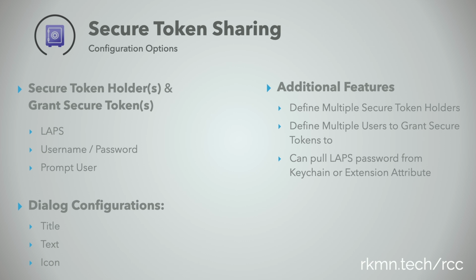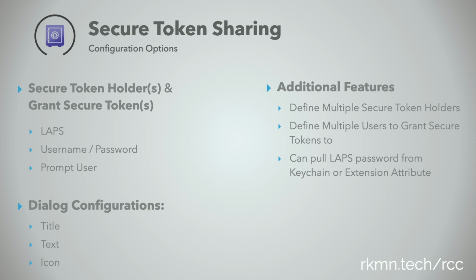So more features here: it allows you to use LAPS accounts or a base64 encoded username and password, or just manually prompting the user as the person that currently holds a secure token. And the cool thing there is if you don't know which of those three it is, whether it's a LAPS account, some other user you have on the device, or the currently logged in user, you can just tell the tool to use all three options, and it'll go down the list until it finds someone.